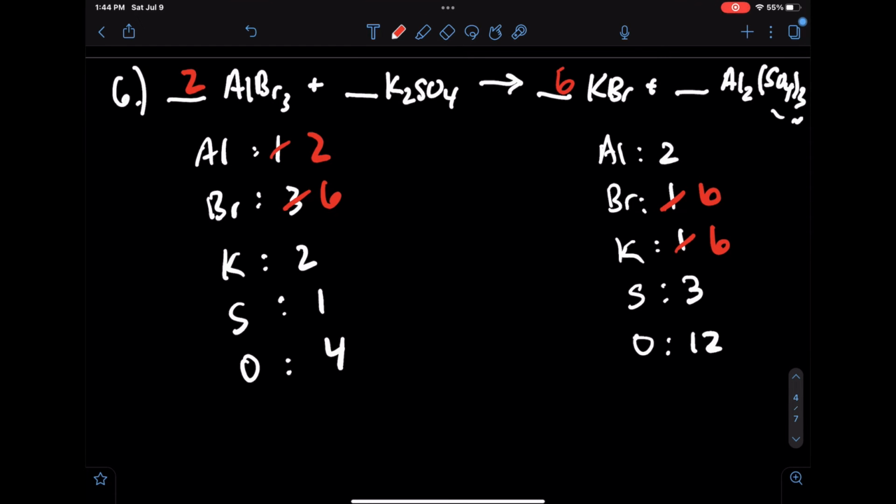Next, we need to balance out our potassium. So we have 6 on the right, so we need to add 4 on the left. The way we can do that is to go ahead and add a 3 in front of here. Now that we have 6 potassium, and that will change our sulfur to 3 and our oxygen to 12. So as you can see on the table list, this is now completely balanced.